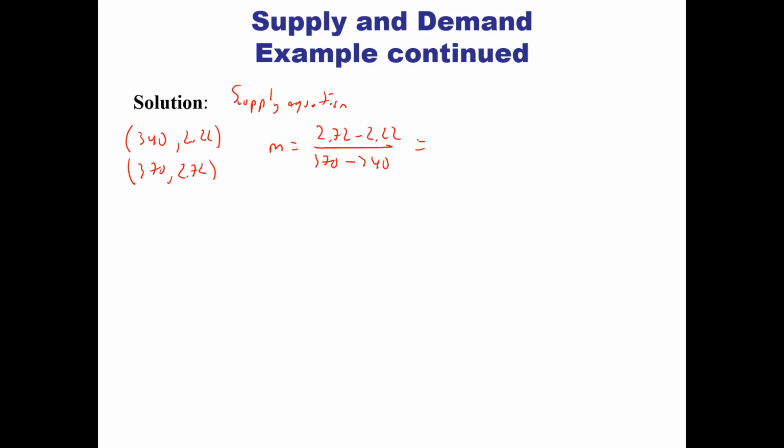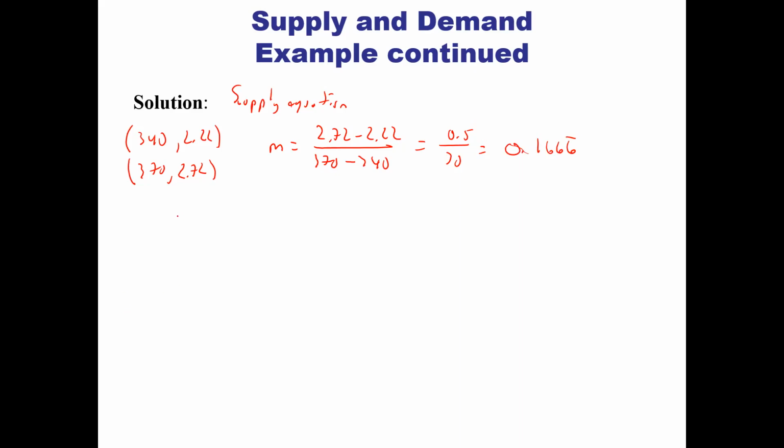Let's take 2.72 minus 2.22 over 370 minus 340. That's going to be 0.5 over 30, and I don't know what that is off the top of my head, so calculator: 0.5 divided by 30 is 0.01666 repeating. Okay, so that's our slope.